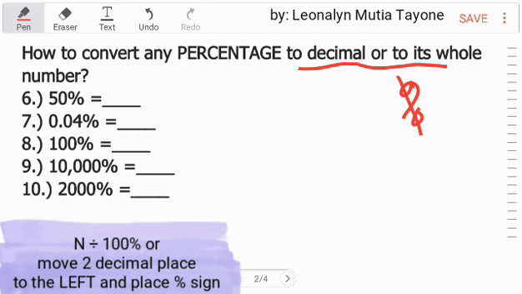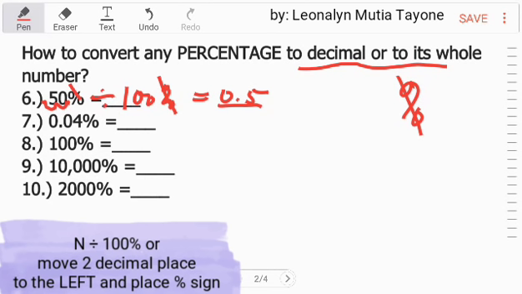Number 6, 50%. I-convert natin into decimal. Mag-divide lang tayo ng 100%. So, ma-cancel out na si percent sign dyan at 50 divided by 100 and that is 0.5. Pinakamadaling gawin ay, itong decimal dito, just move to the left. 1, 2. Twice to the left. At ang sagot dyan ay 0.5. Nandito na yung decimal niya.